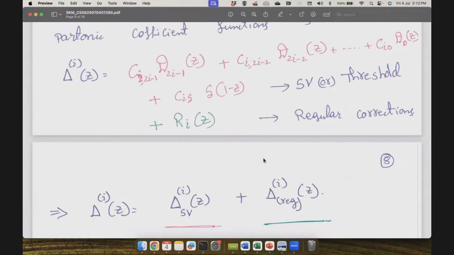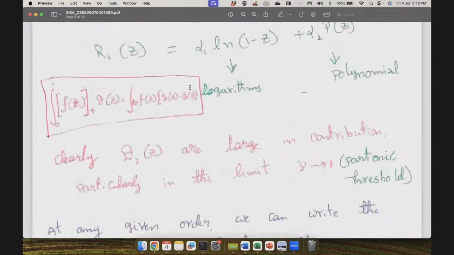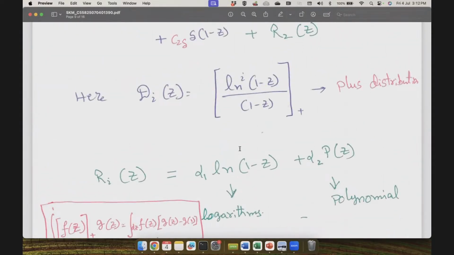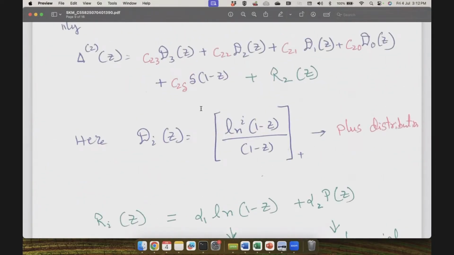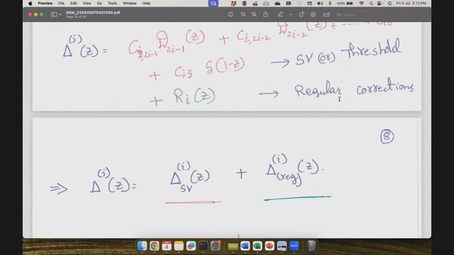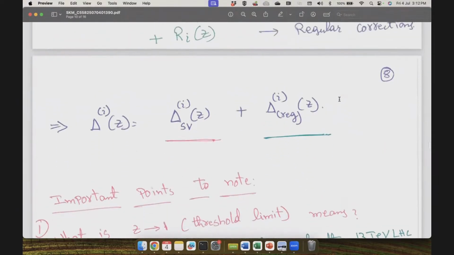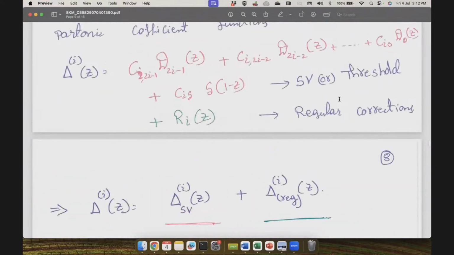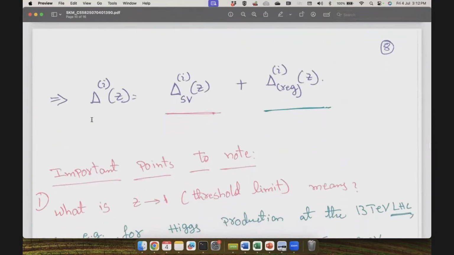And then any other corrections beyond SV, meaning in the limit where z is less than 1. In the z less than 1 limit, these curly D distributions may not be very large. Also z equal to 1 does not correspond to that region. So that is the region we call simple regular functions. They do not have complicated structures, and they will not give large contributions. So these are called the regular corrections. So broadly, I can simply write this partonic coefficient function in two pieces. One is what I call the soft virtual corrections.